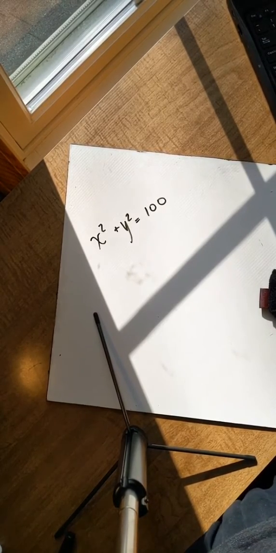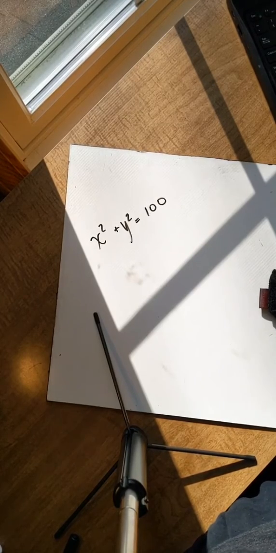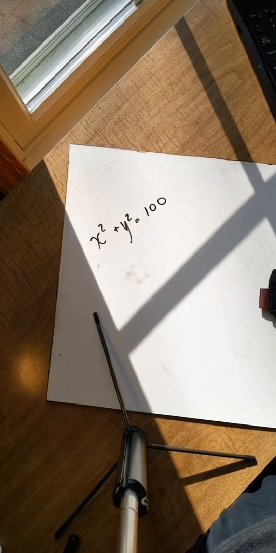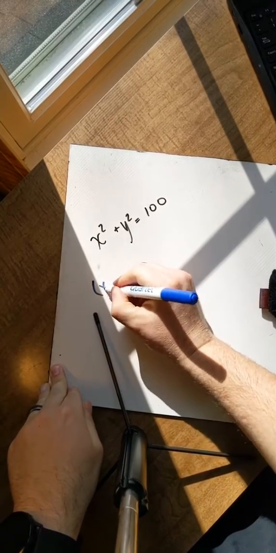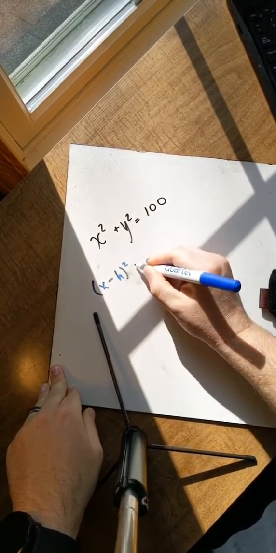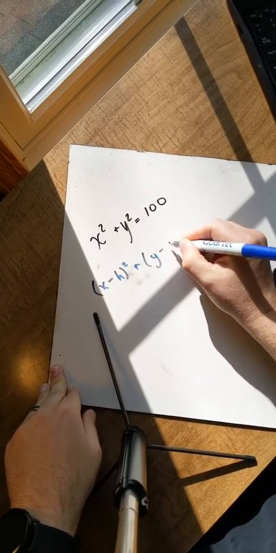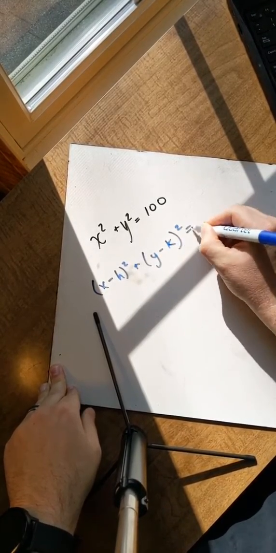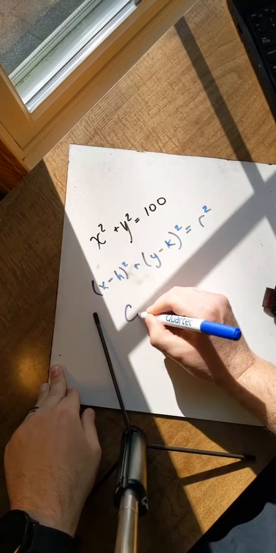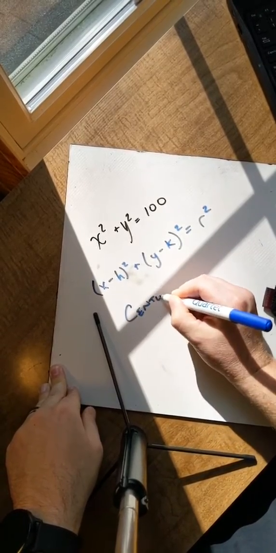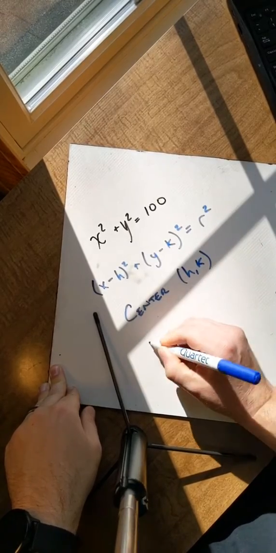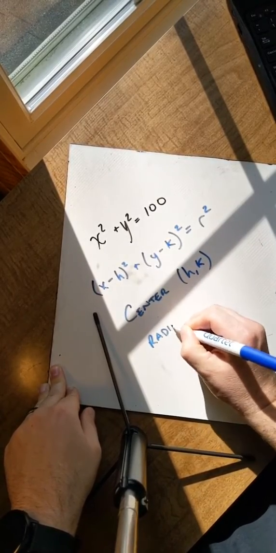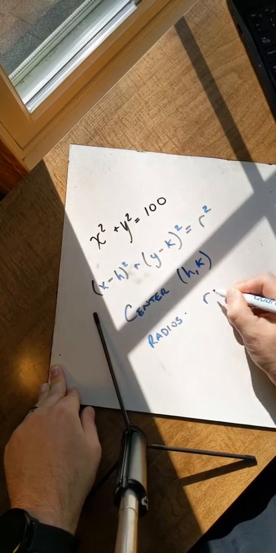Okay, I'll get this started. So this is pretty simple. If we start out with an equation, x squared plus y squared equals 100, we can always use the standard form here, which is (x minus h) squared plus (y minus k) squared equals r squared, where the center is at (h, k) and the radius is r.